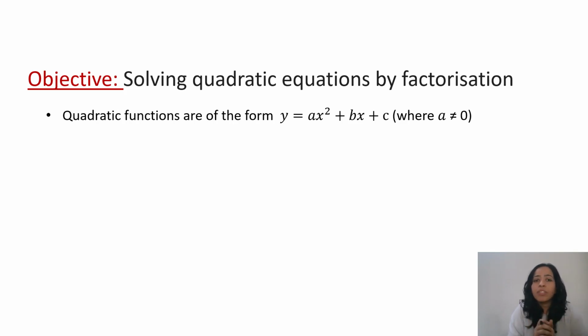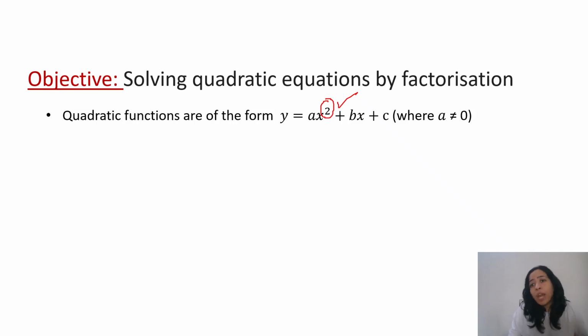But for now, you can just remember the form y is equal to ax square plus bx plus c. This is called a quadratic function. It has this unique property because its highest power of x, or the degree of x, is 2, right? Then there is this condition given over here where a is not equal to 0.